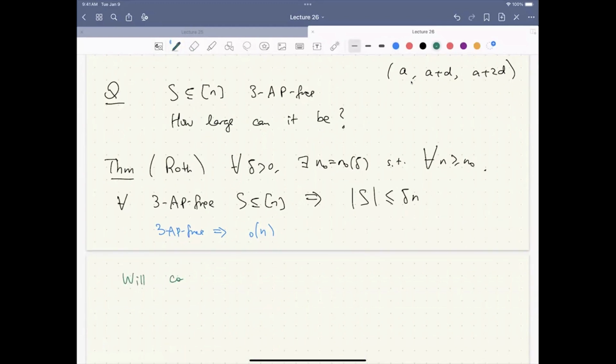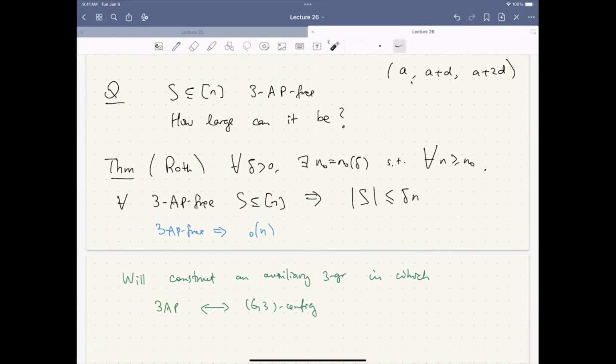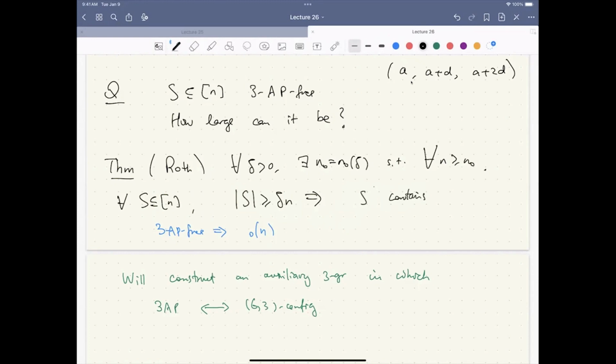The idea is we will construct an auxiliary 3-graph in which 3AP corresponds to a 6-3 configuration. Okay, and then using the bound on 6-3 configuration on the number of hyperedges in the 3-graph, we can then get the bound on the size of a set without 3AP. So let me rephrase this in this way. Let's say for any set S, subset of [n], if the size of S is bigger than delta n, then S contains a 3AP, a 3-term arithmetic progression.